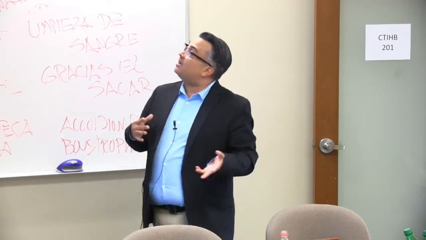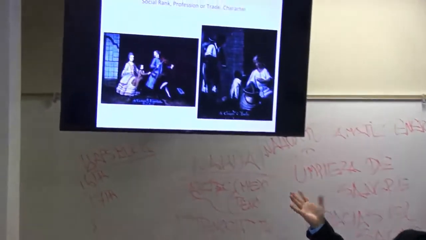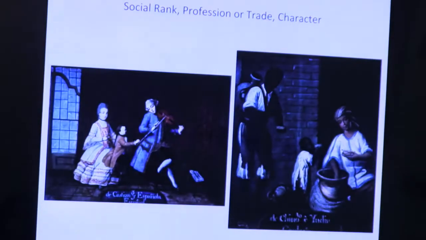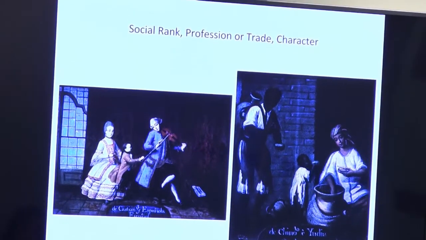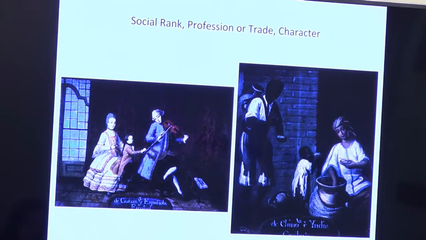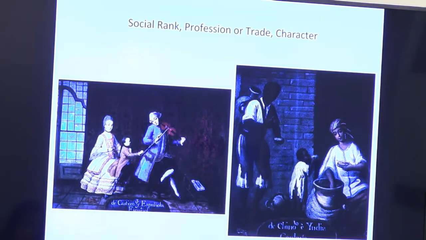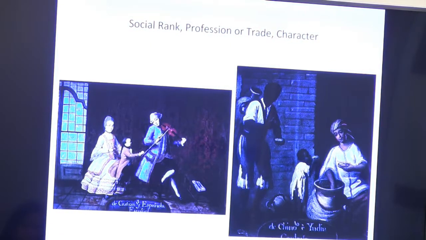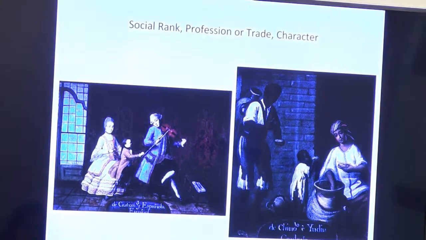But in any case, these are just examples in terms of social rank, profession or trade, and then character. The lighter-skinned individuals don't work. They're in very comfortable settings. Here you have the father teaching his son the violin. They're dressed nicely, very comfortable. It's leisurely activity. The darker people are out on the street selling food or cigarettes or whatnot. They're working. So there's that kind of association of skin color with trade, profession, and also intelligence, skill, quality, character.